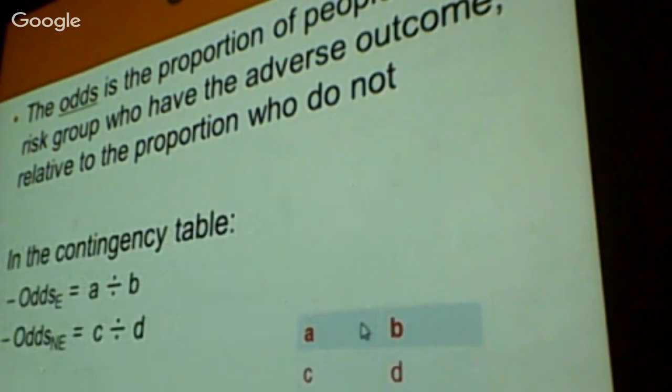Okay. So here is our exposed group again. Imagine the contingency table is big like this. I've got my exposed, my outcome, my marginals. The odds in the exposed group is A divided by B. The odds in the unexposed group is C divided by D. Very straightforward. The odds ratio now is going to be just dividing those two.